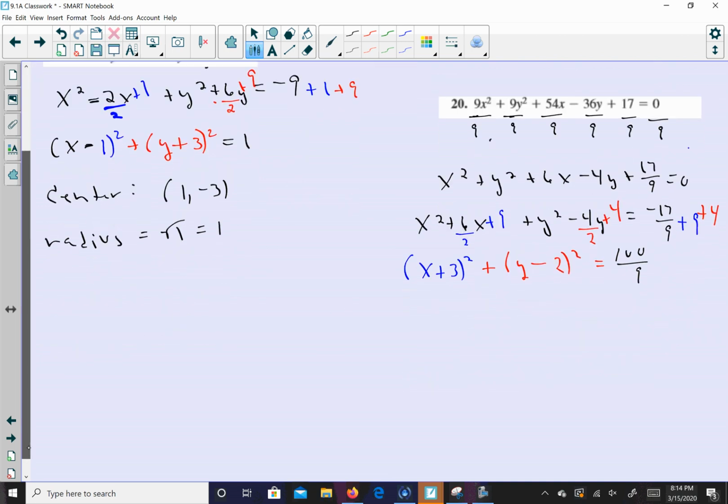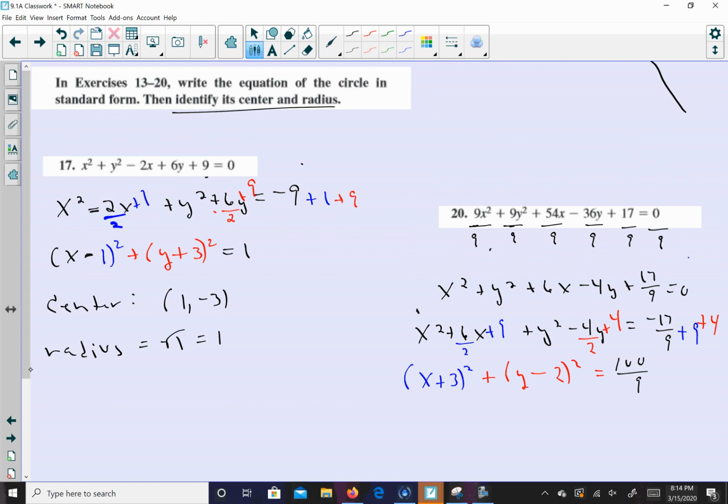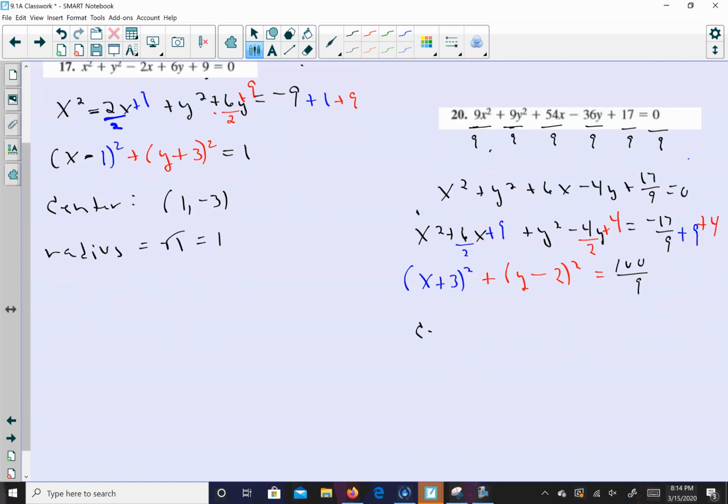Then over here, the center, see, it slid down on me. The center will be -3, +2, and the radius, it looks like a kindergartener's writing this, is going to be the square root of 100 over 9, which I can simplify as the square root of 100 over the square root of 9, which will simply be 10 thirds. So that's how I do those two.